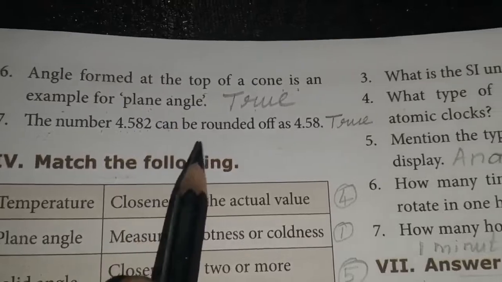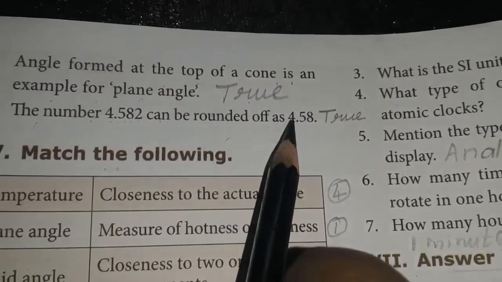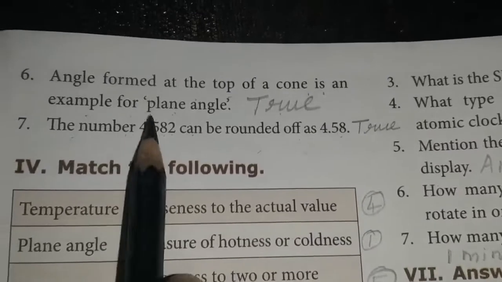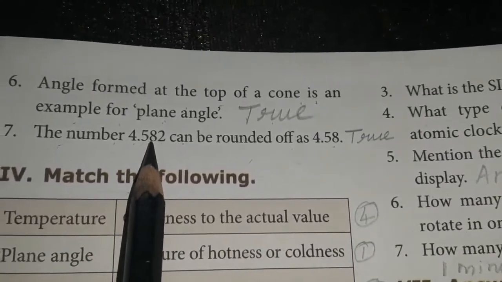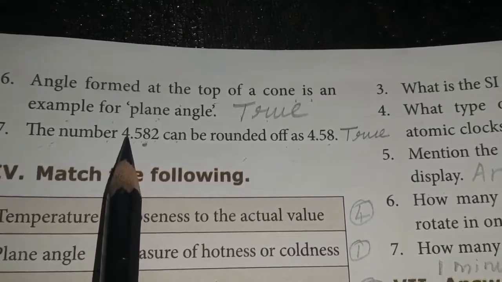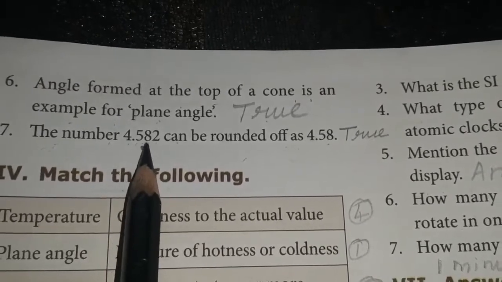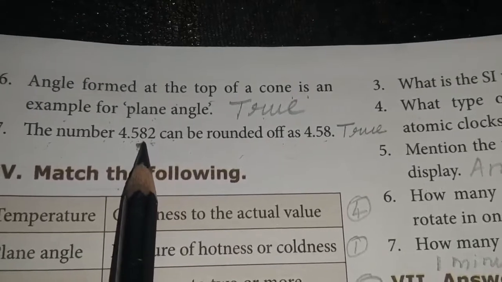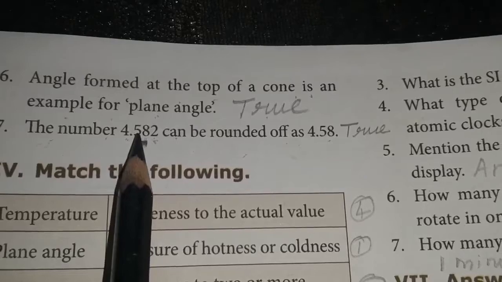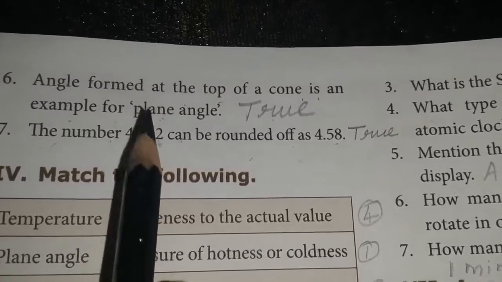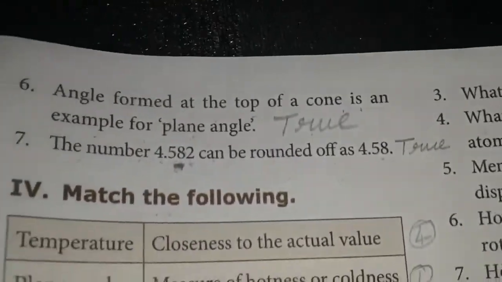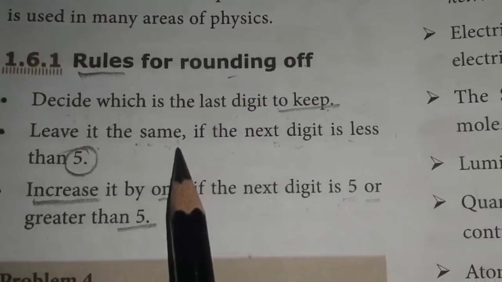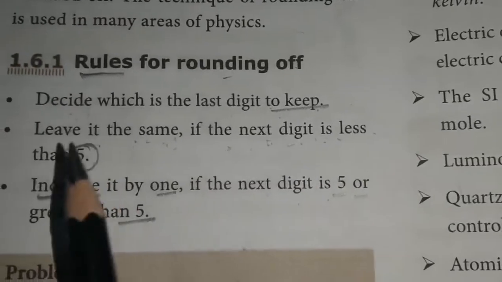And then seventh one, the number 4.582 can be rounded off as 4.58. So answer is true because here you have to round off up to 4.58. So the next digit is less than 5. So you just leave it 4.58. This is rule number 2. What is rule number 2? See here. Leave it the same if the next digit is less than 5.